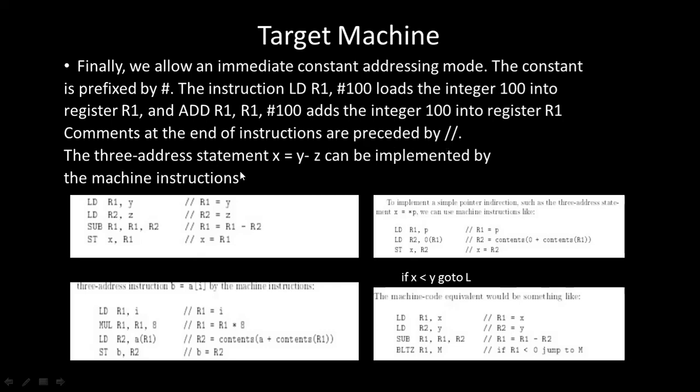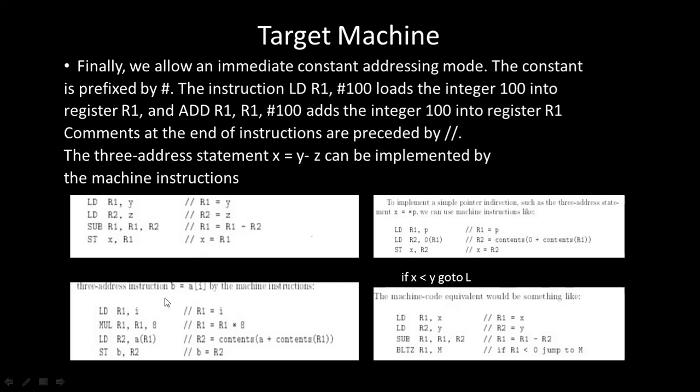The three address statement x = y - z can be implemented by machine instructions likewise. We have to load the y value into R1, load the z value into R2, then make a subtraction SUB R1, R1, R2. This subtraction result goes into R1, and then we have to store the R1 result into x. So this is the machine code for this operation.